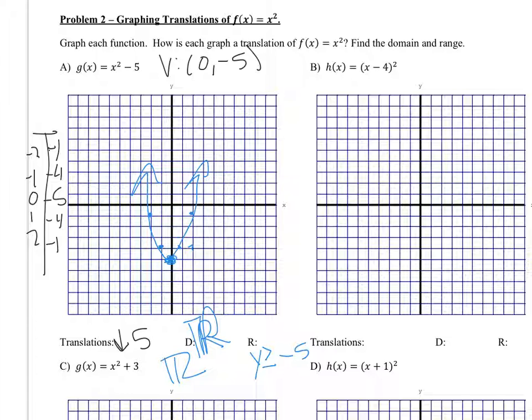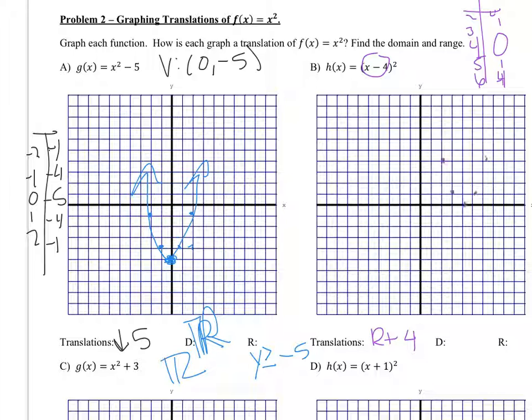So now if I move on to B, my transformation here would be to the right 4, because remember, on the inside of the equation, it's always opposite. So if I do my table, this would be 4, and I do not move up or down at all. So I want to do 3, 2, and 5, 6. So fill in that table and plot those points.